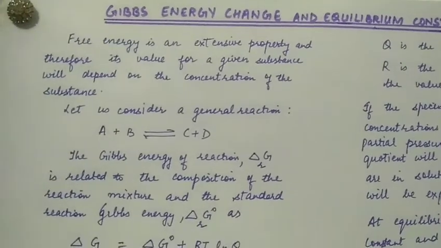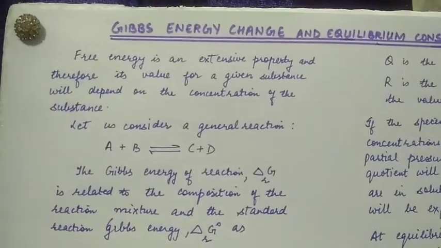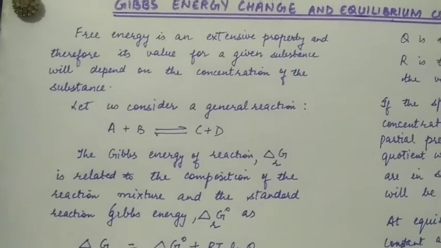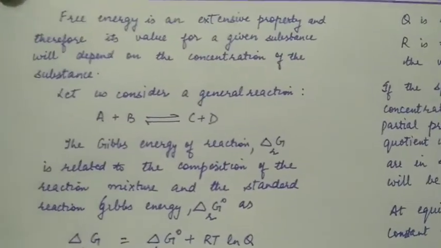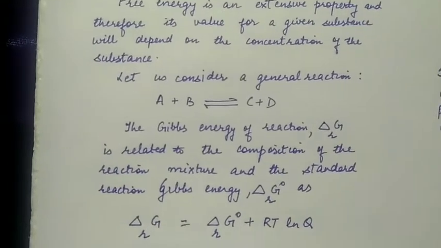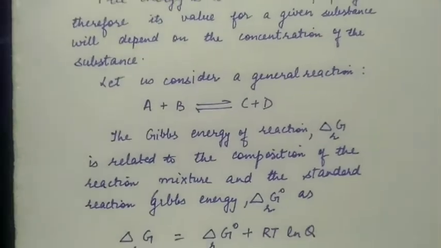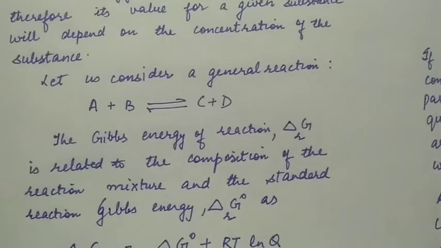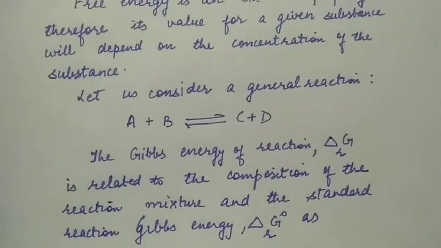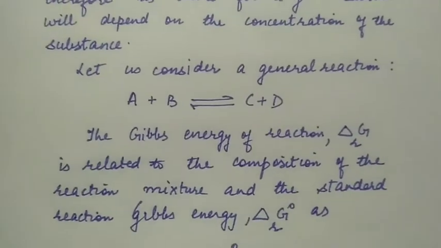Free energy is an extensive property and its value for a given substance will depend on the concentration of the substances. So just consider a general reversible reaction, A plus B forms C plus D. The reactants will change to products and products can change back to reactants.